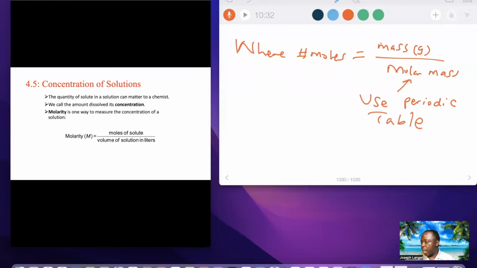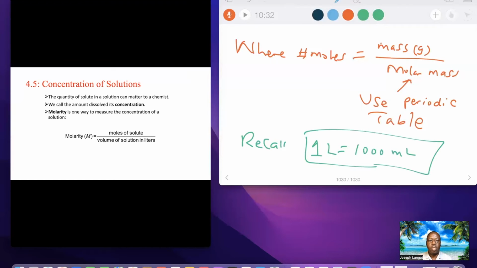There are some conversion factors you are expected to know. If given the volume in mL, you need to change to liters. Recall, 1 liter equals 1,000 mL. You may not be given this, but you are expected to recall it so that you convert the volume of solution to liters. Then you plug it into the equation to get the molarity.